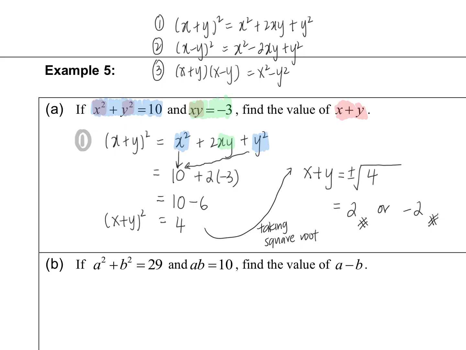Okay, let's look at part B now. 1, 2, 3. Which one should I use? So I should use number 2, right? Can you see if I use number 2, instead of x and y, I change to a minus b. This is what I have. I'm using number 2.